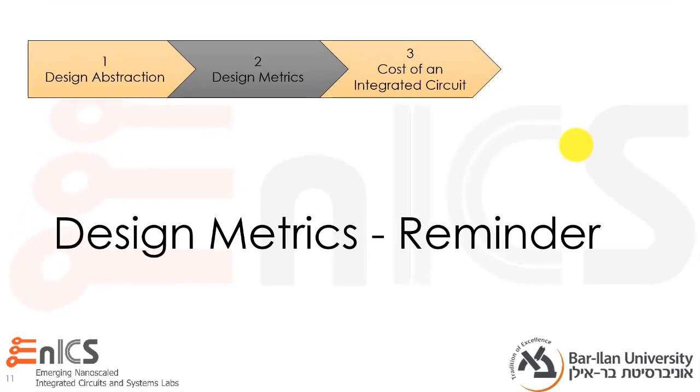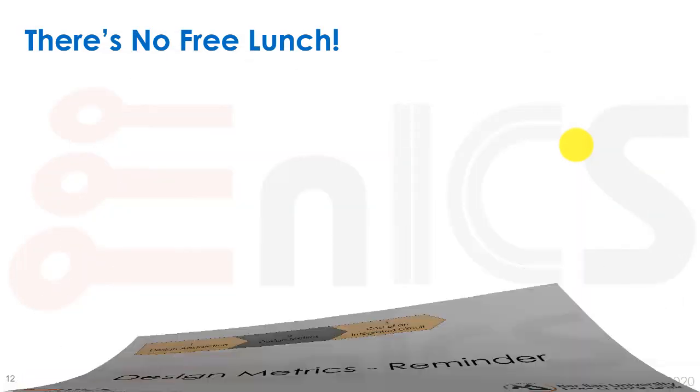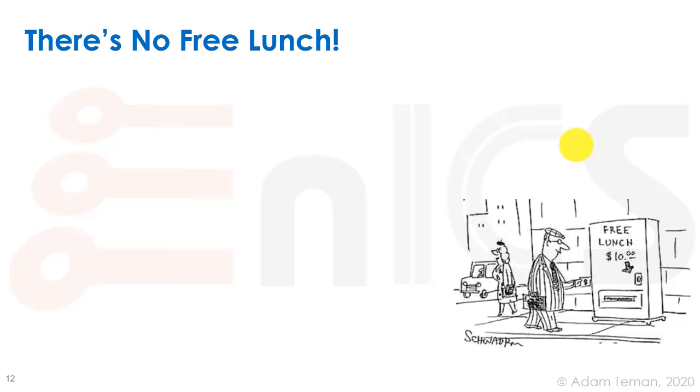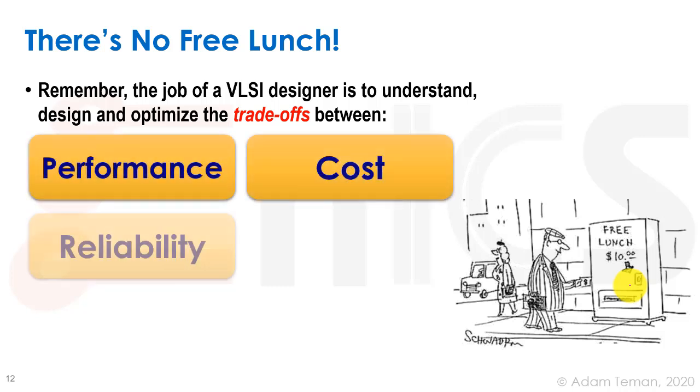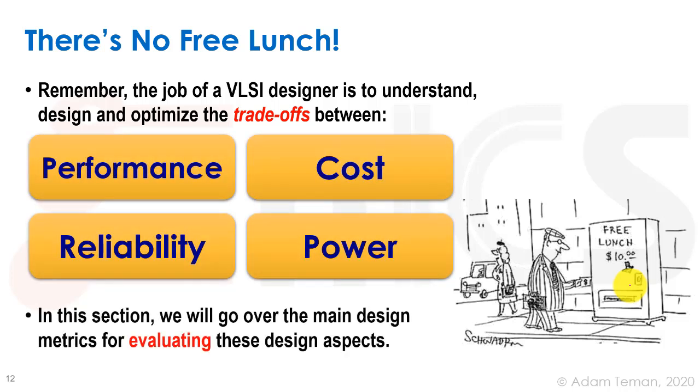So the next step is the design metrics, and we're just going to do a quick reminder of the design metrics that we're dealing with. And before we start with design metrics, we have to remember the 4 words that every engineer has to know, that there's no free lunch, except for this guy over here who's buying his free lunch for 10 bucks. So we have to remember that the job of a VLSI designer is to understand, design, and optimize the trade-offs between these 4 main metrics: performance, cost, reliability, and power. So in this section we'll go over the main design metrics for evaluating these design aspects.